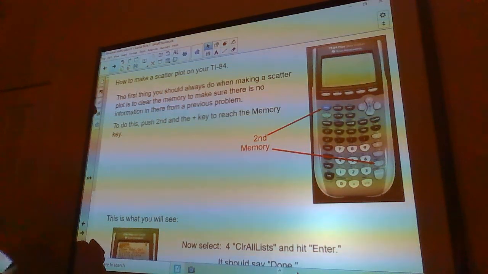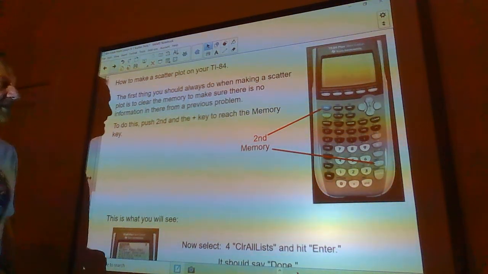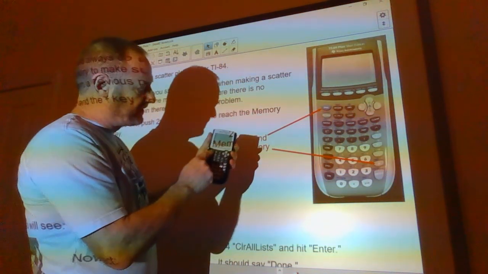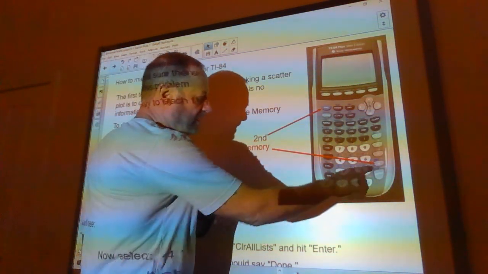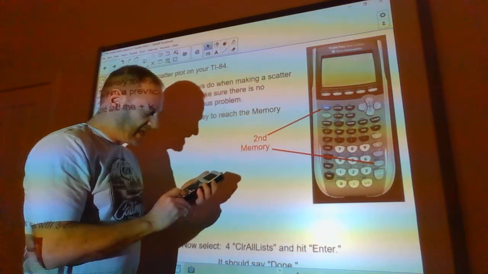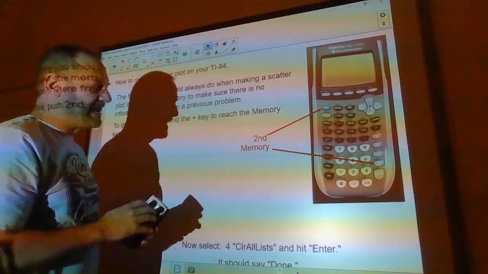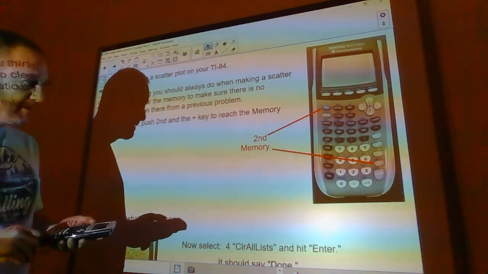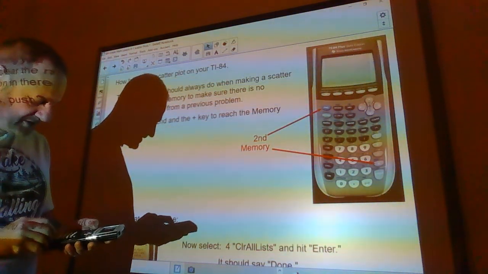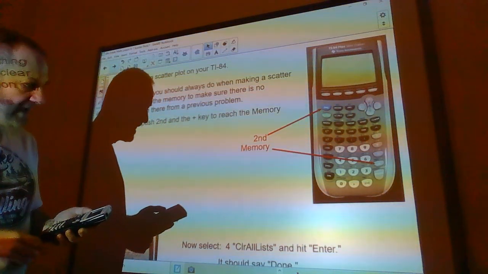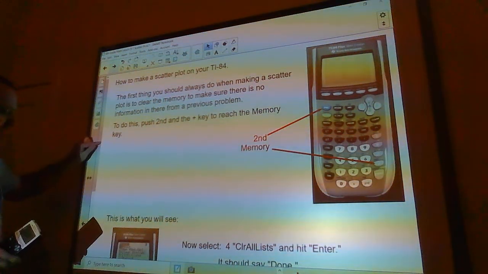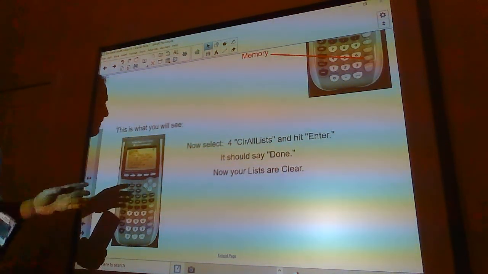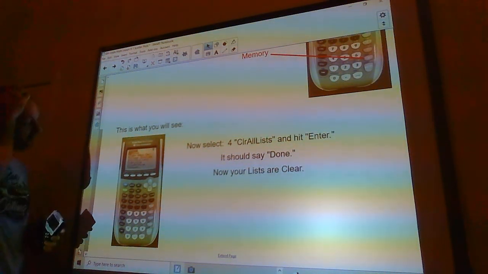To do this, you push the second and the plus key to reach the memory key. So here's your second key right here, up in the top left. And then your plus. If you look at your plus key, it says MEM above it in blue letters. To access the blue letters, you always push the second key, and that's your memory key. So you're going to go ahead and push that. Second, memory. And then you're going to see this screen right here. Now, this would probably be easier to look at in the notes than to look at on the screen here.